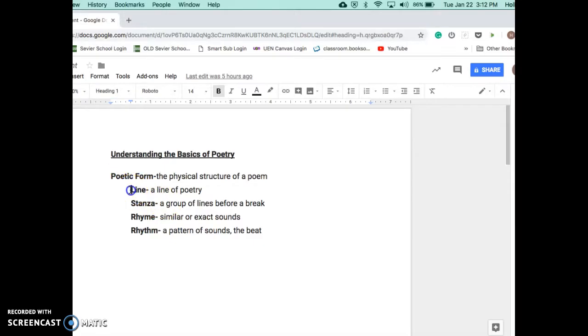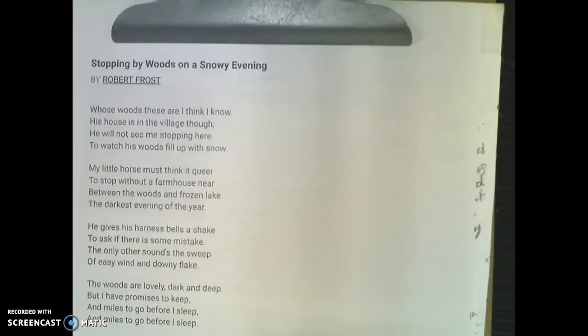It's made up of line, a line of poetry; stanza, which is just a group of lines that come before a break, kind of think of those like a paragraph; rhyme, which is similar or exact sounds; and then rhythm, a pattern of sounds, or as some people like to call it, the beat of the poem. Okay, so to talk about those things, we're going to use a very familiar poem.